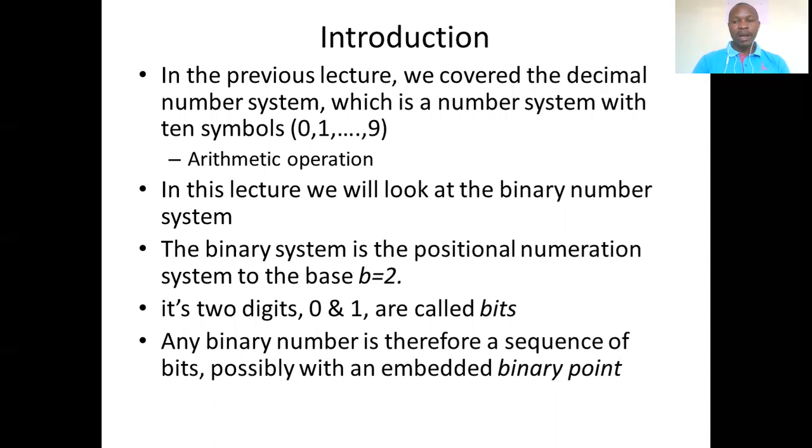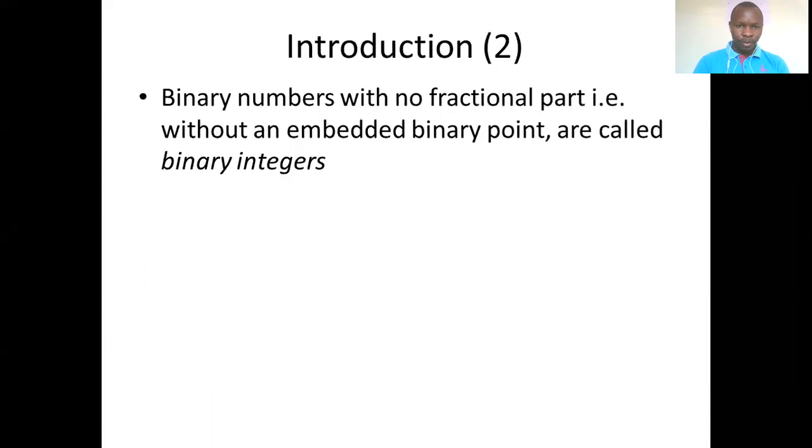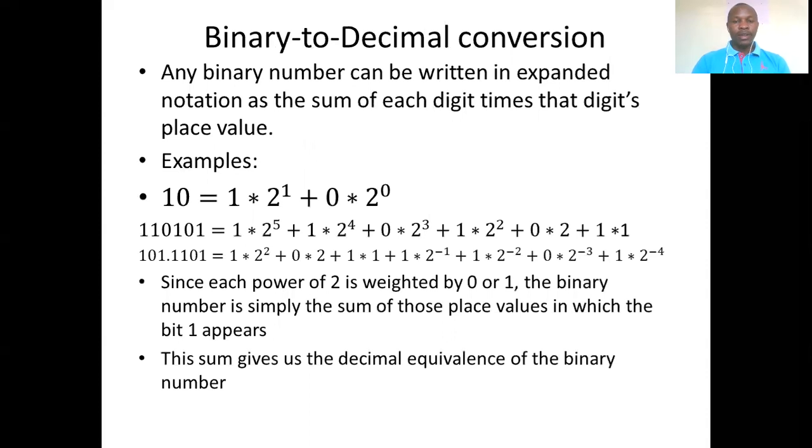Any binary number is therefore expressed as a sequence of zeros and ones, possibly with an embedded binary point. Binary numbers with no fractional part are called binary integers. Now let's look at the binary to decimal conversion.